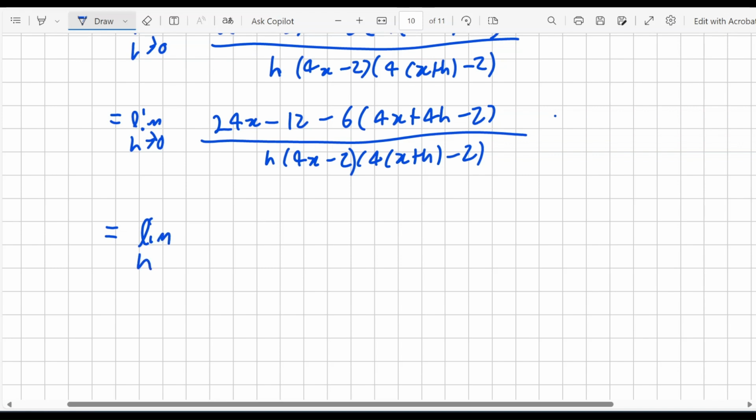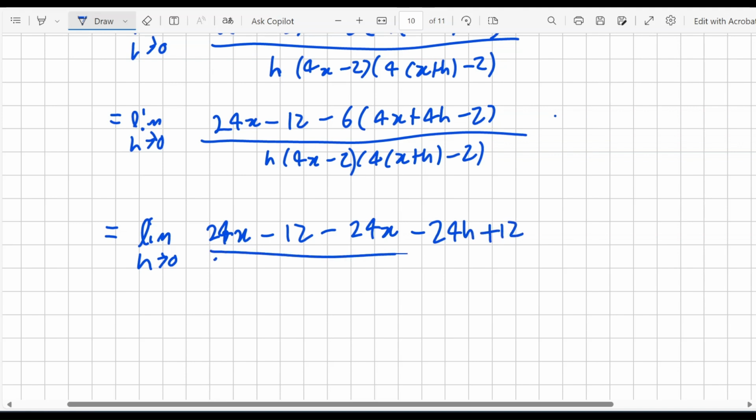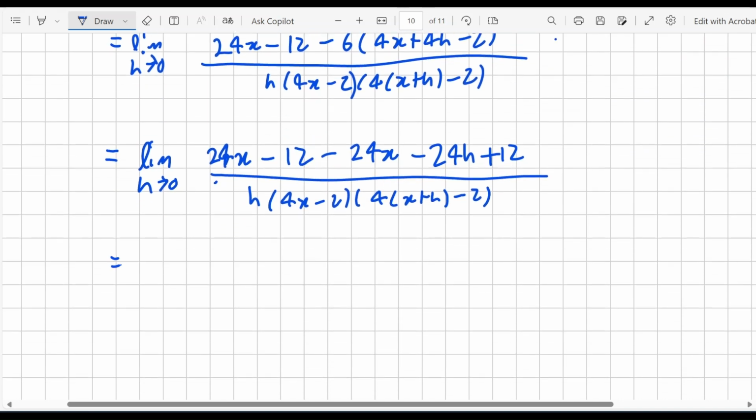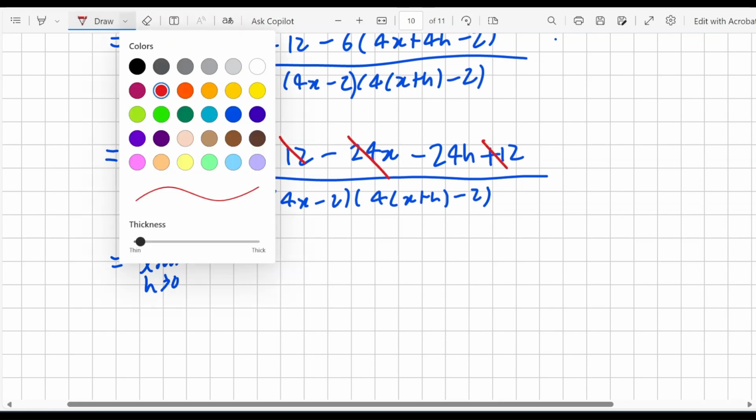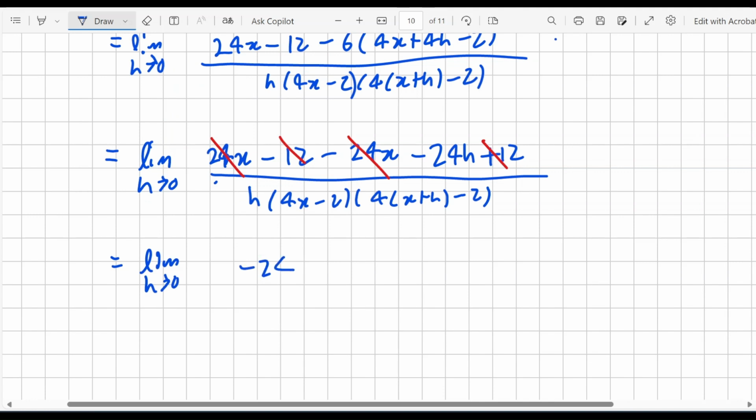All right, next step, we're just going to expand out the top. So we're going to be left with 24x, take 12, take 24x, when that 6 expands in, 24h plus 12, all over h, 4x take 2, and 4x plus h take 2. All right, next. So this is going to be the limit as h goes to 0. So 24x and 24x will cancel off on the top like that. So we'll do 12 and minus 12. So all we'll be left with is minus 24h all over h, 4x take 2, 4x plus h take 2.